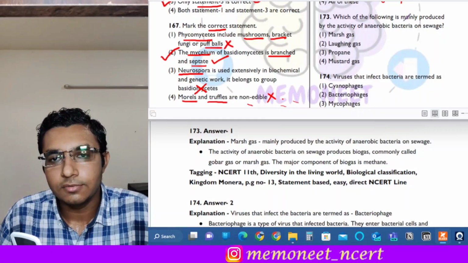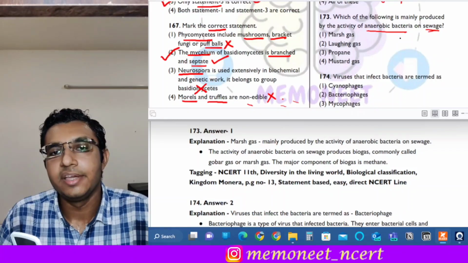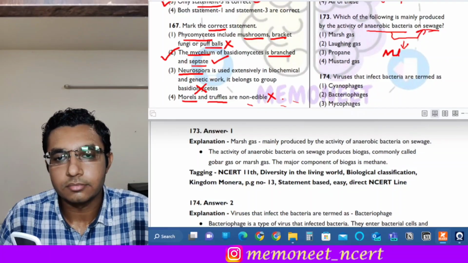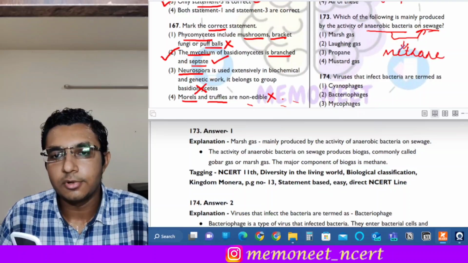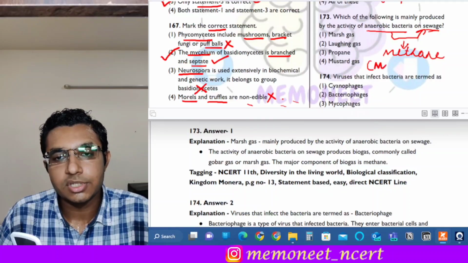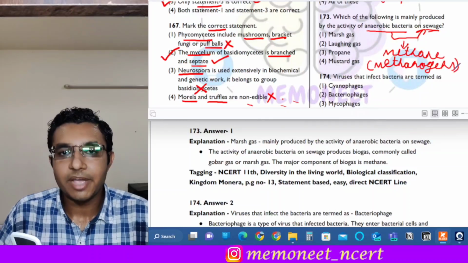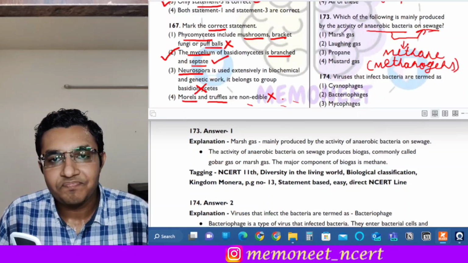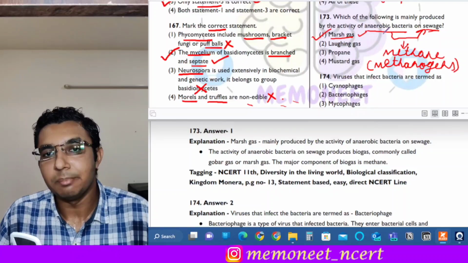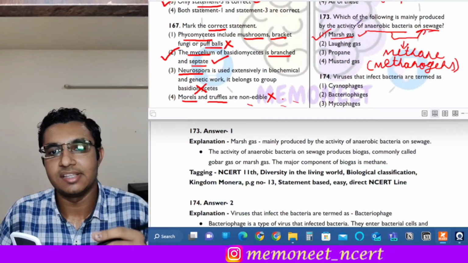It states that which of the following is mainly produced by the activity of anaerobic bacteria on sewage. Now see, when the anaerobic bacteria act on the sewage, it produces what? It produces methane. The bacteria which produce methane are mainly called the methanogens, which are a type of archaebacteria. And methane is a main component of what? It is a main component of marsh gas. So the correct answer will be option 1, that is marsh gas is mainly produced by the activity of anaerobic bacteria on sewage. And the main component of marsh gas is methane.